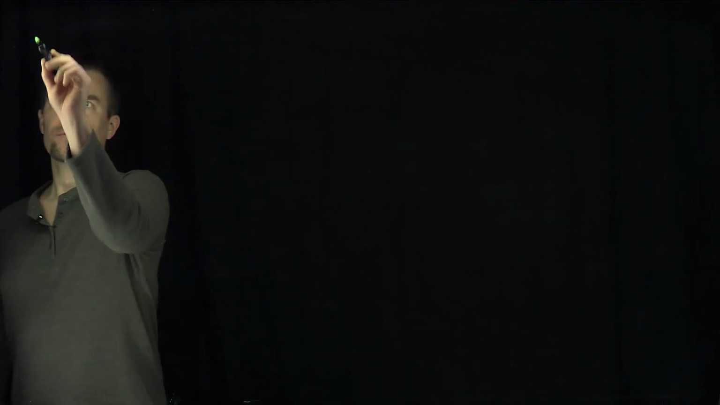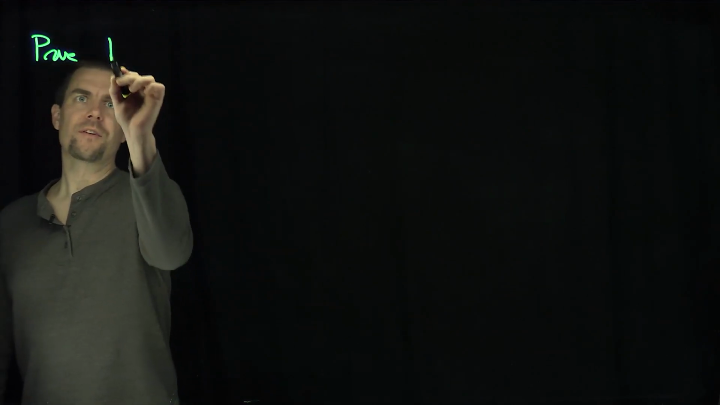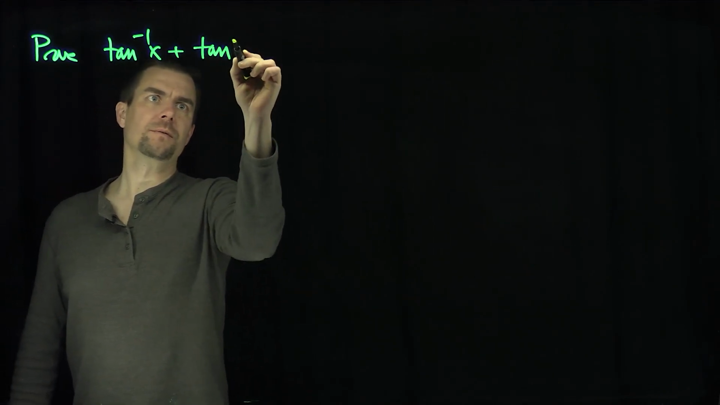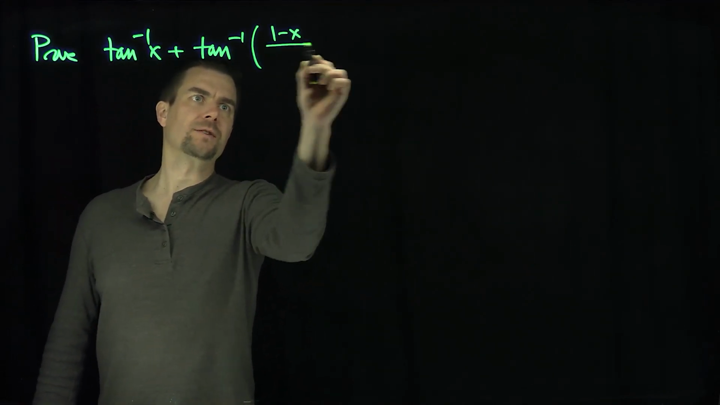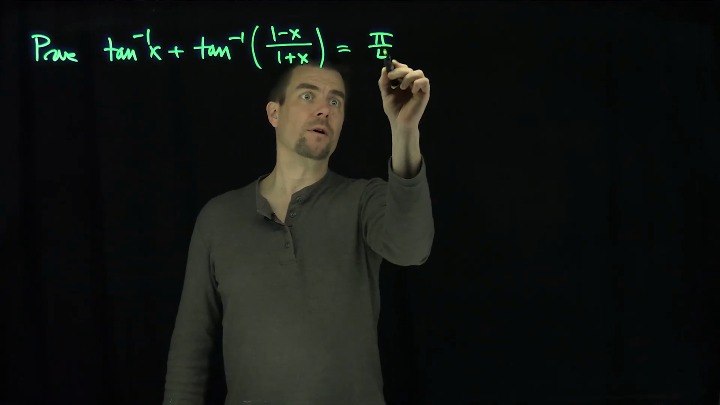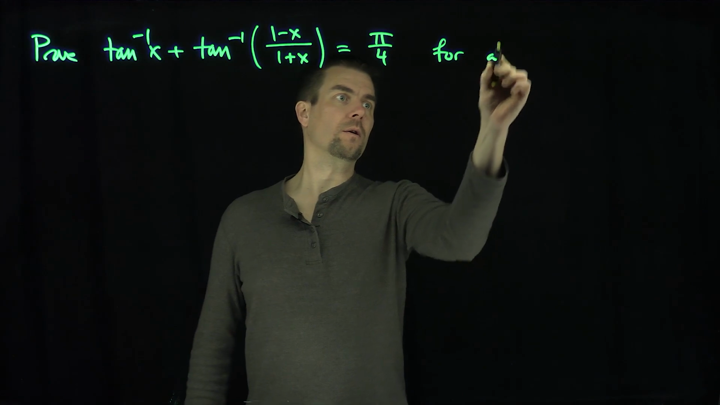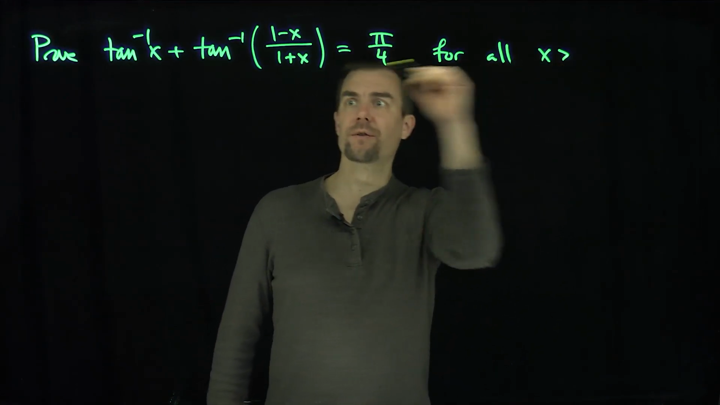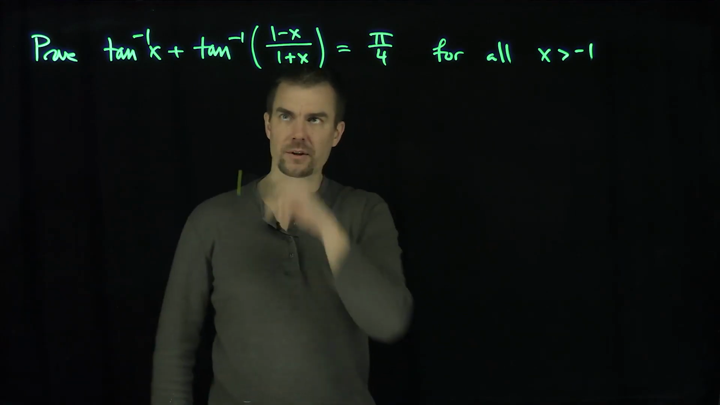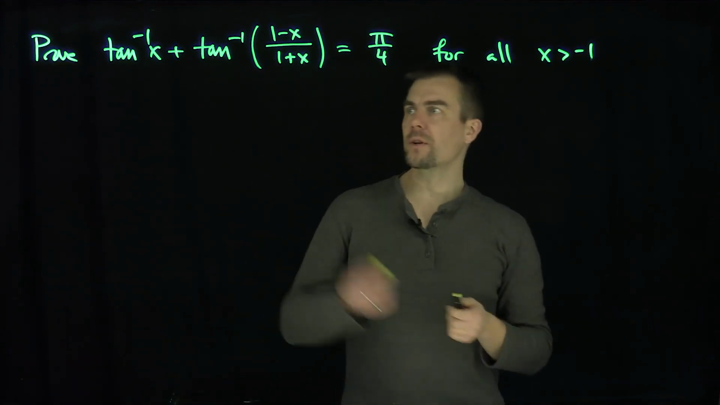Hello students, in this video we'll use calculus to prove a trigonometric identity. Let's prove that the tangent inverse of x plus the tangent inverse of (1 minus x) over (1 plus x) is equal to pi over 4 for all x greater than negative 1. I don't want a negative over that one, I don't want 0 in the denominator over there. All right, so let's prove this identity.